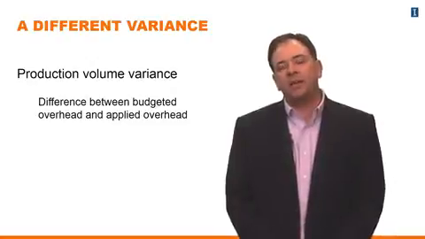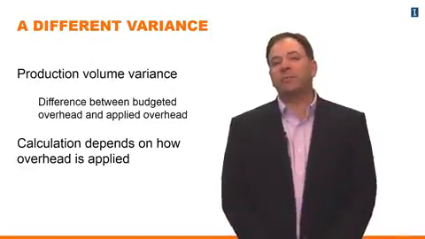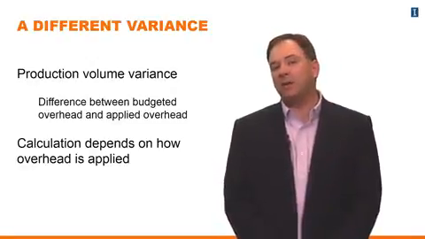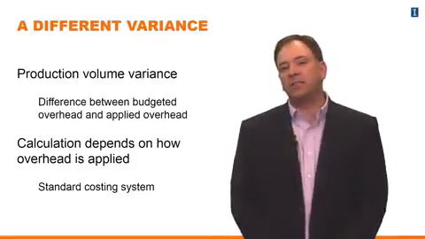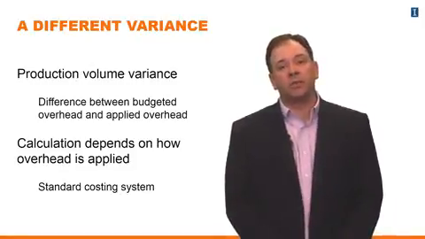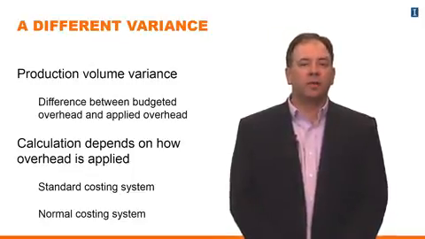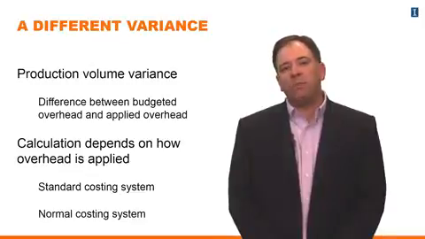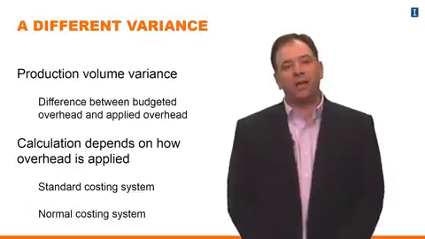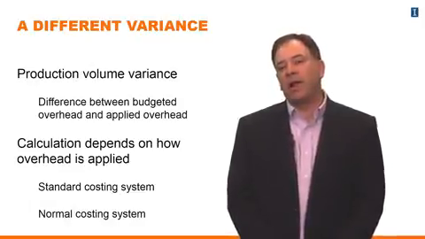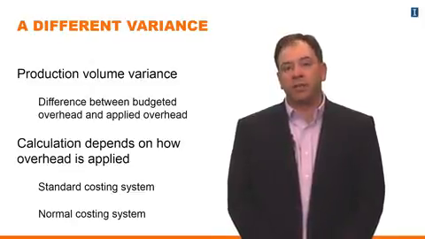But just in case, here's a bit of background about the production volume variance. The calculation actually depends on how overhead is estimated or how it's applied. And there are differences between what we're talking about, a standard costing system, and other costing systems, specifically what's generally referred to as a normal costing system. Things get a little bit confusing, but just keep in mind that the calculations are basically comparing the budgeted overhead, which is created at the beginning of the accounting period, and that which is estimated throughout. Let's turn to our example to explore this idea a little bit more.